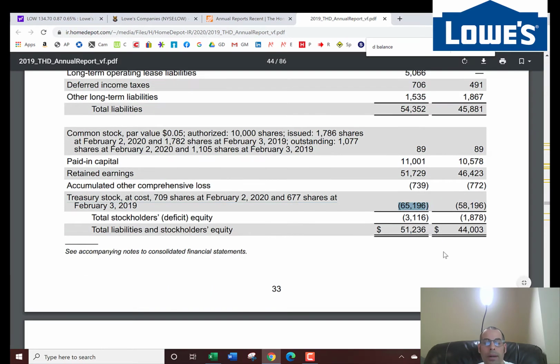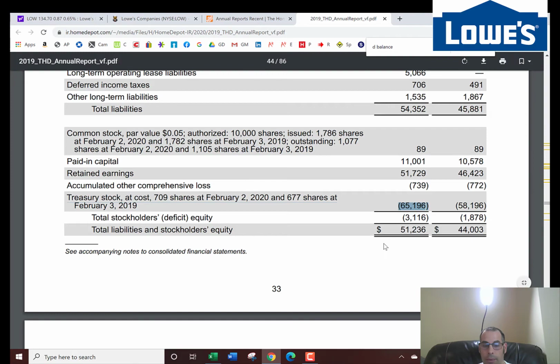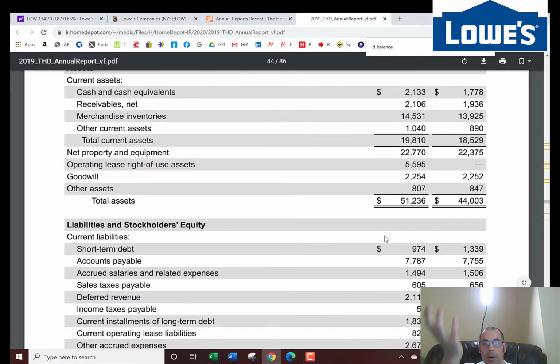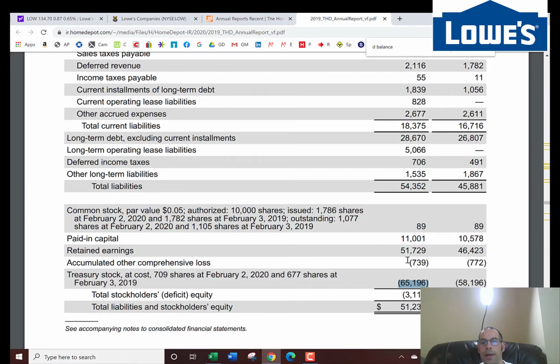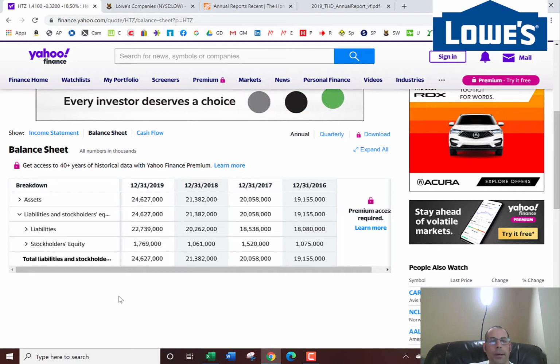So at any point, Home Depot can take these $65 billion of shares and put them back into the market, and they would get the cash for it. Just like when we sell shares, their cash would go up, and then their balance sheet would look amazing. So this is the kind of analysis you need to do sometimes to really figure out why things are the way they are.